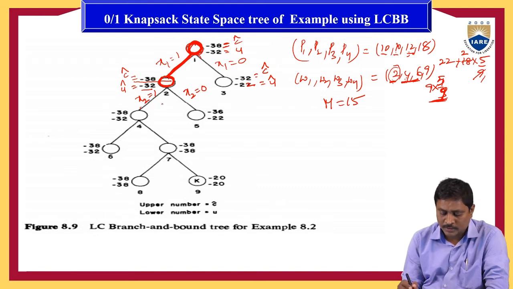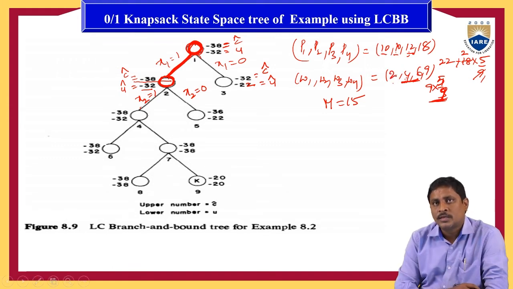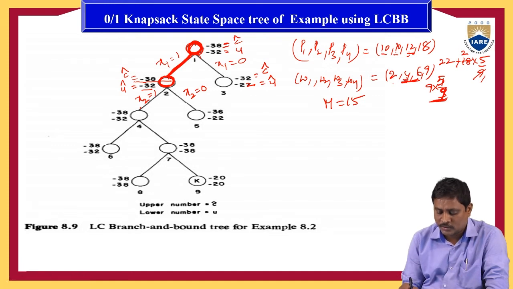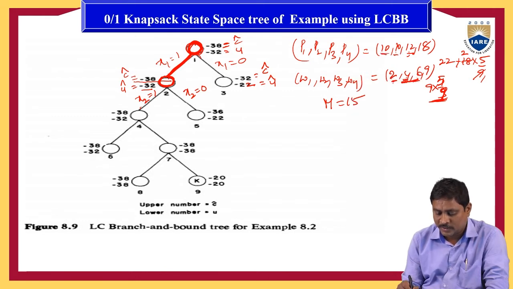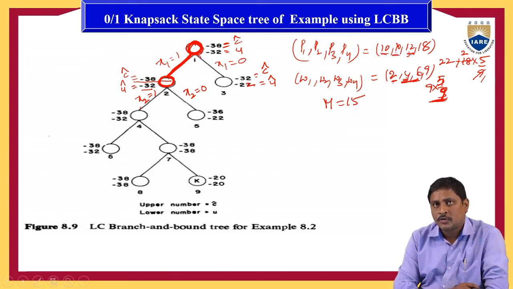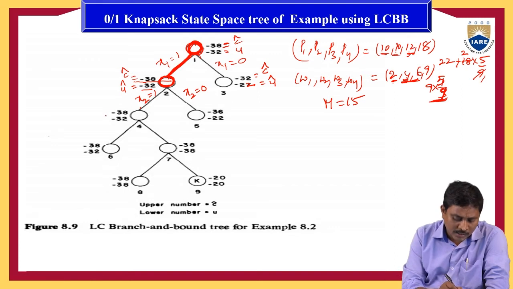Now x2 equal to 1. Here we are considering this 2 value. Already x1 equal to 1 means compulsorily we consider the first value. x2 equal to 1 means this 4 also we consider. 2 plus 4, 6, 6 plus 6, 12. Corresponding profit values 10 plus 10 plus 12, 32. Minus 32 is the upper bound value.